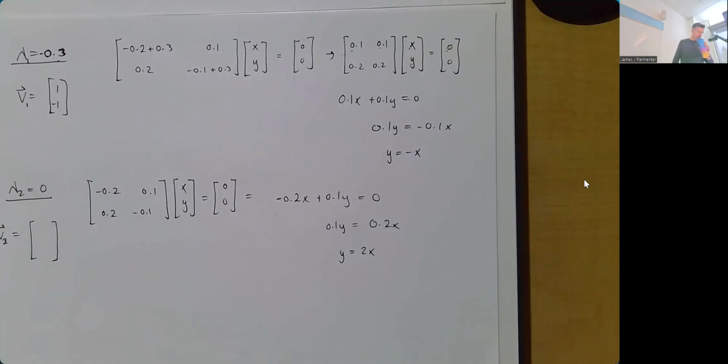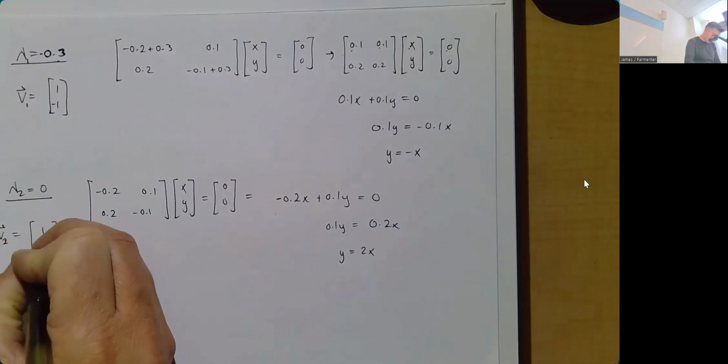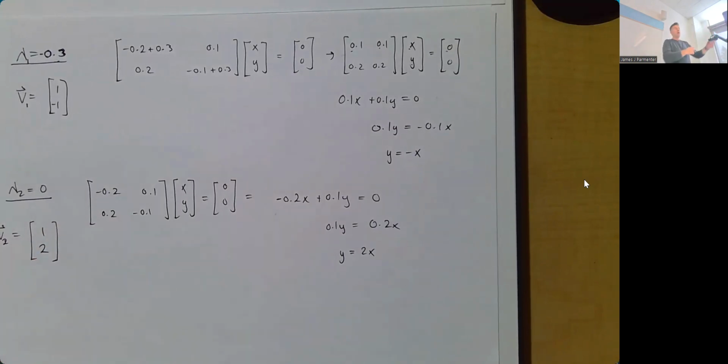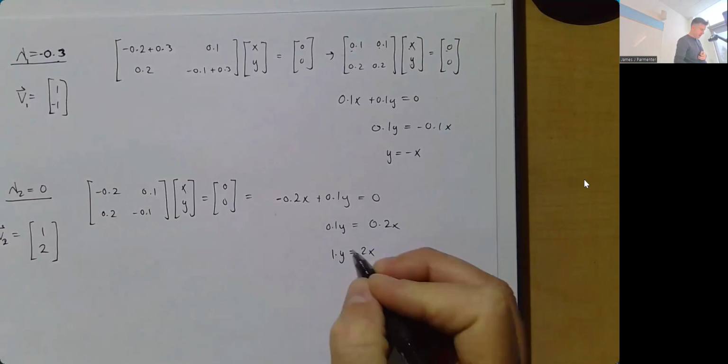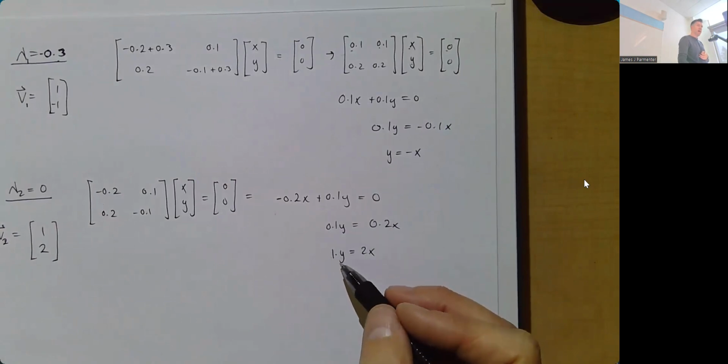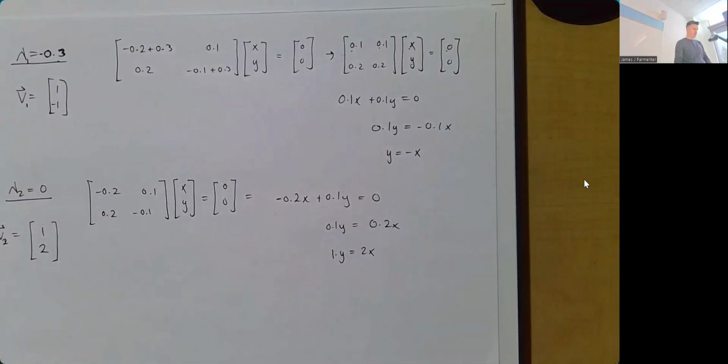All right, hopefully everybody is coming up with the eigenvector 1, 2. You can pick a value of x, pick x equal to 1, get y equal to 2, or you can do the thing where you say x is equal to the coefficient of y, and y is equal to the coefficient of x. That works too.